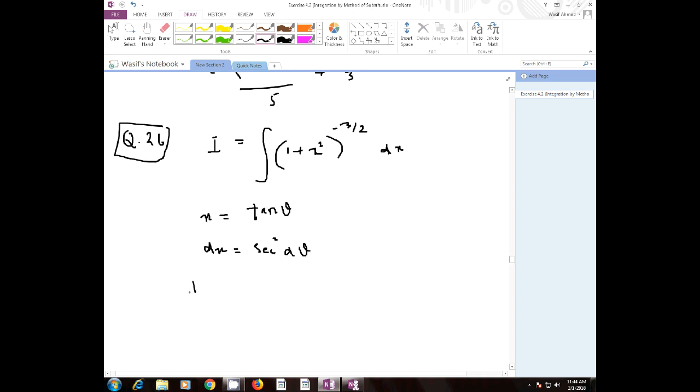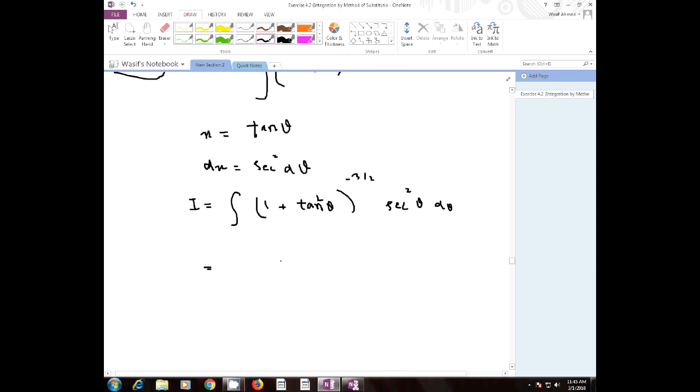I put it back into the integral, I equal to 1 plus x square, instead of x square you have tan square theta whole raised to the power minus 3 divided by 2, and instead of dx you have secant square theta d theta. Since 1 plus tan square theta is equal to secant square theta, whole raised to the power minus 3 divided by 2, and secant square theta d theta.